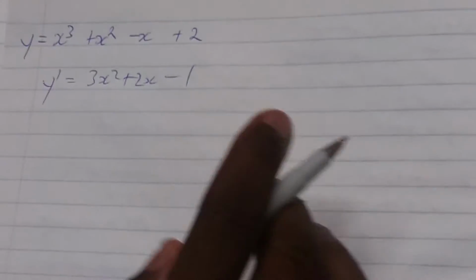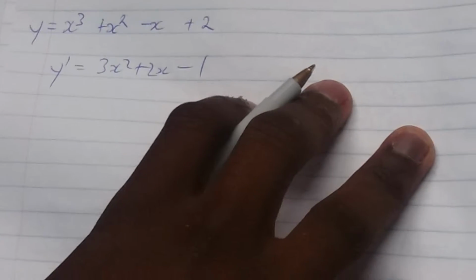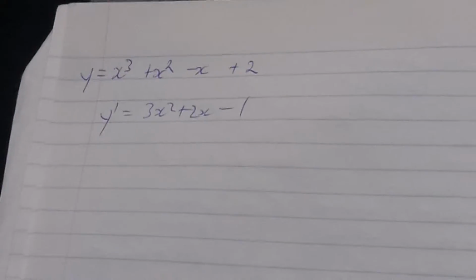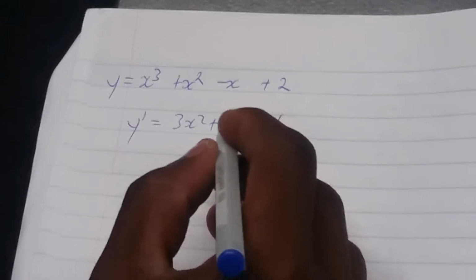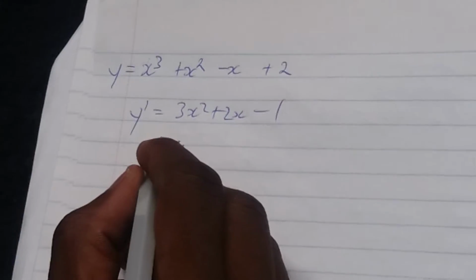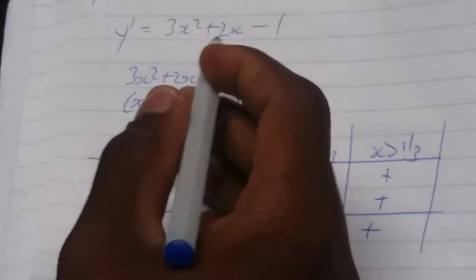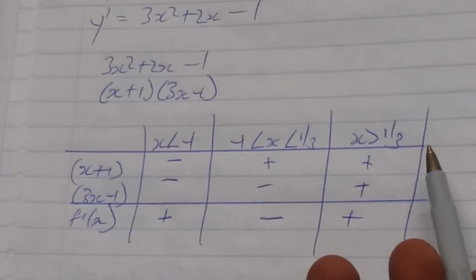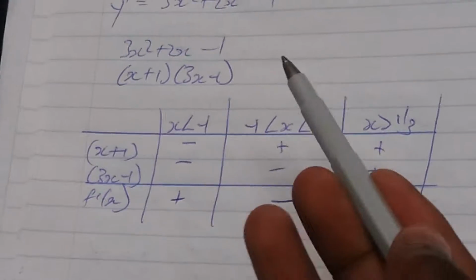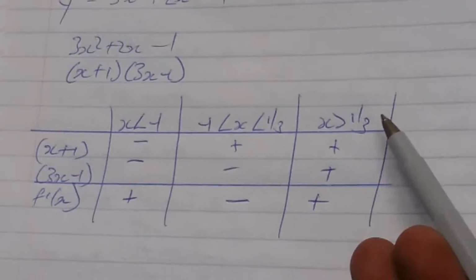So to find where this graph is going to be positive or negative, we are going to construct a table of values, right? To construct that table of values, we have to first factorize this. By factorizing the first derivative, we have found three intervals, which is x less than -1, and then between -1 and 1/3, and then greater than 1/3.